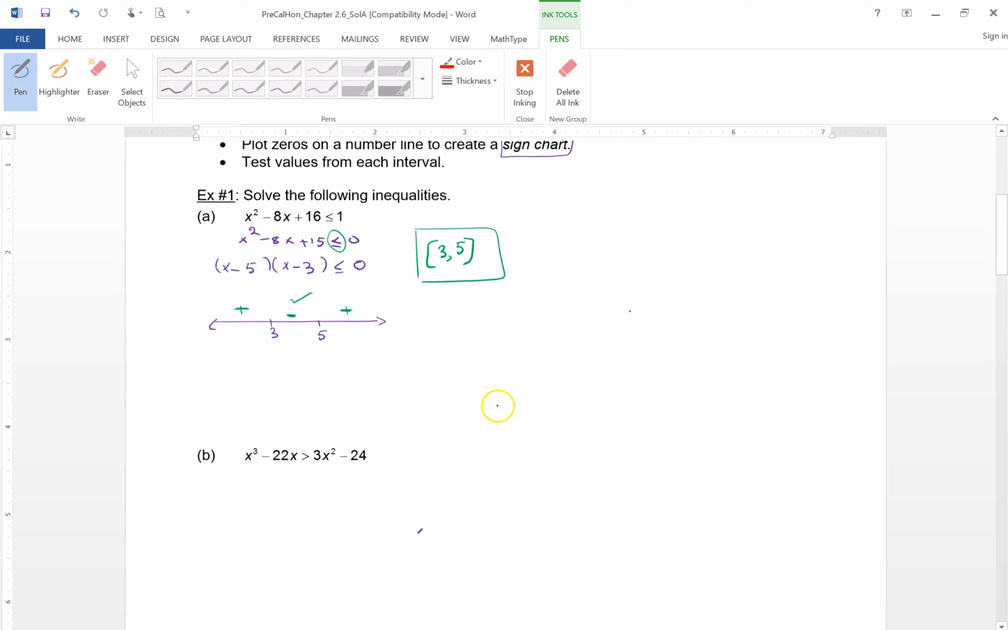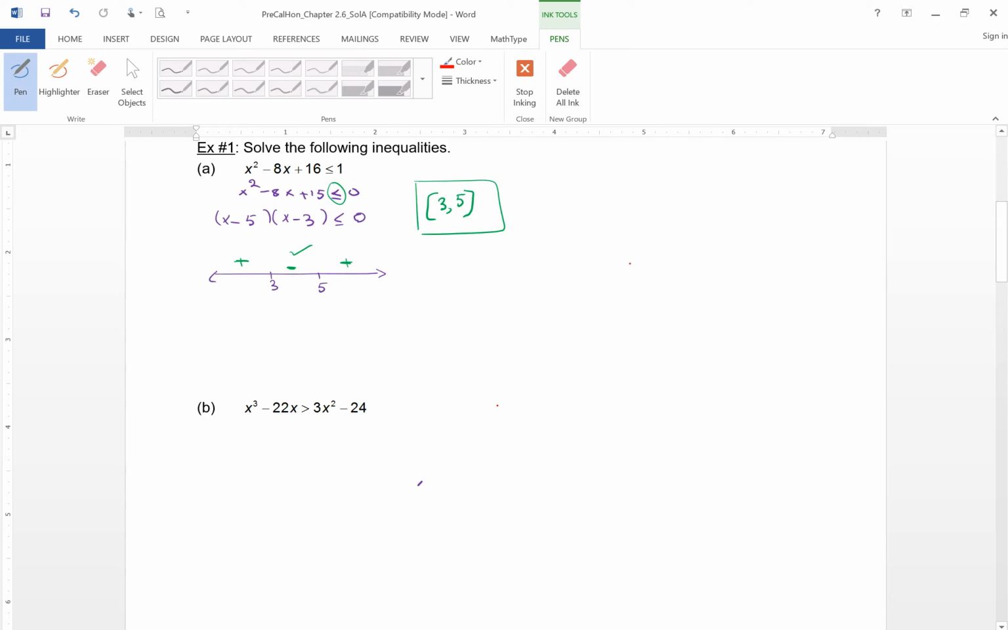What does that mean here? When I have the zeros on the number chart, if the multiplicity is an odd number, then there's going to be a sign change. If the multiplicity is an even number, there's not going to be a sign change. So it'll be positive, positive, negative, negative. Do you see what I mean? All right. So that will help you when you're testing for the intervals.